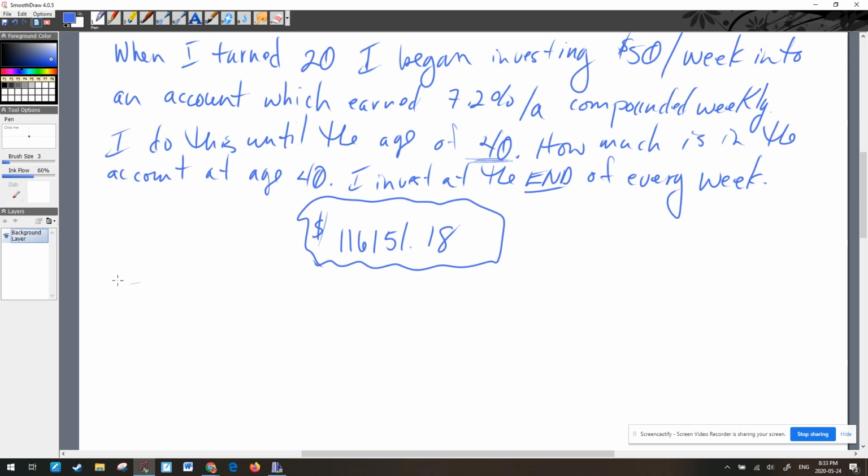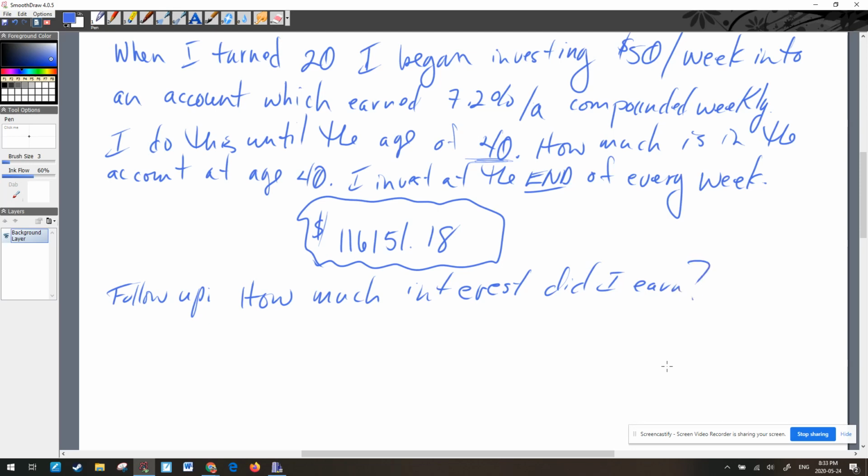Here's my follow up question. I haven't done one like this yet, but I'm going to still ask you to try and do it on your own. How much interest did I earn? So think about it. I put away a chunk of money, I ended up with that chunk of money. Obviously, it grew. How much money did I earn in interest? So pause it, think, if you know how to do it, give it a whirl. And if you don't, here we go.